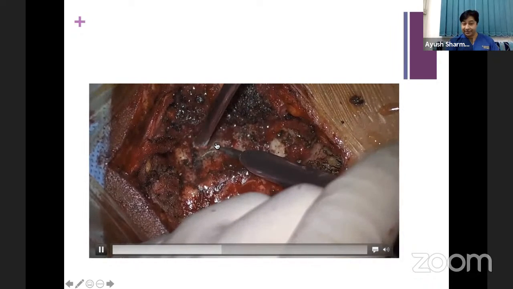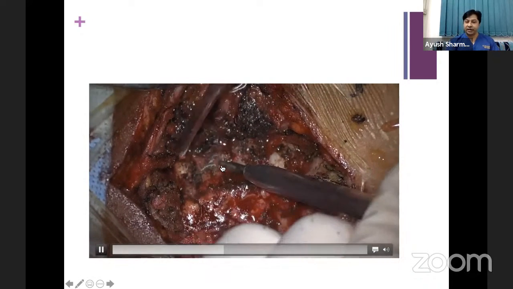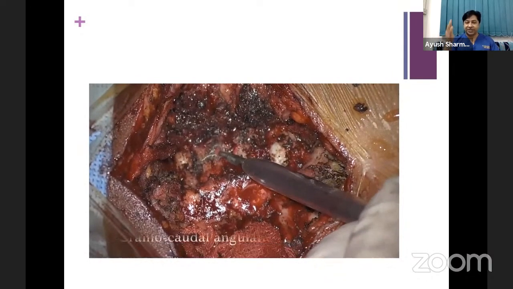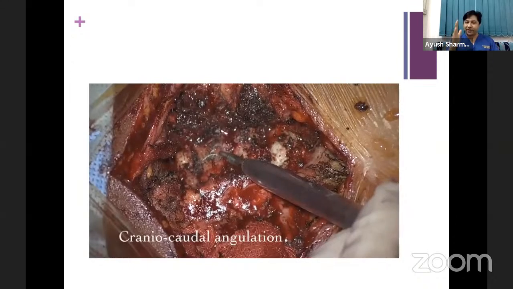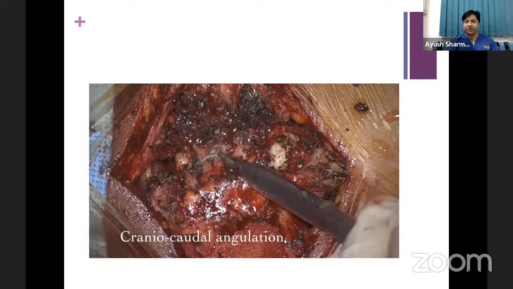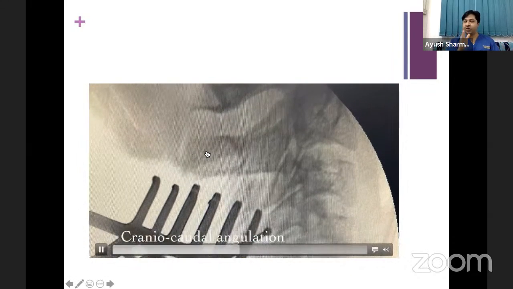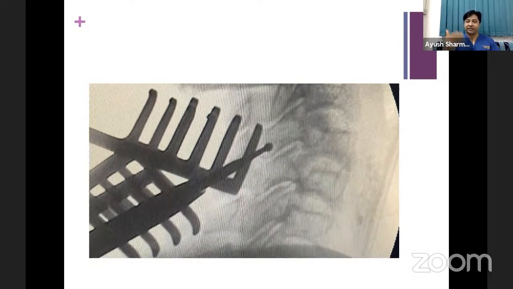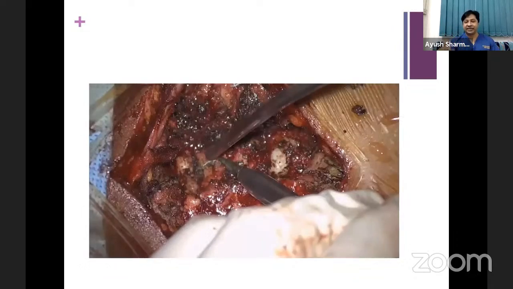I've just taken out the cortex, and even for the first screw, for sure, I'll check in the SIA to look if I'm at the right craniocaudal angulation. Most of the time, if you are sitting like this, you'll get a good angle. But still, it is wiser and better to check the craniocaudal angulation in the SIA.